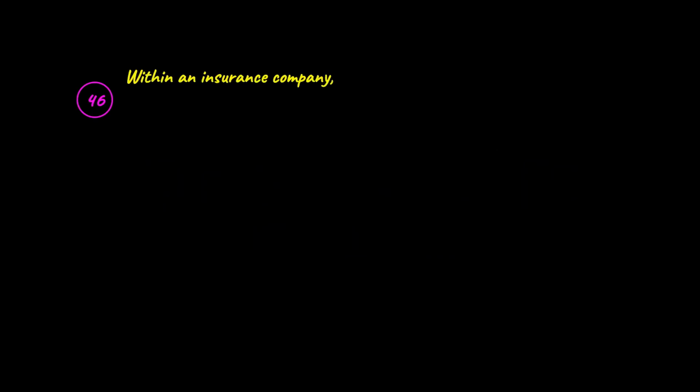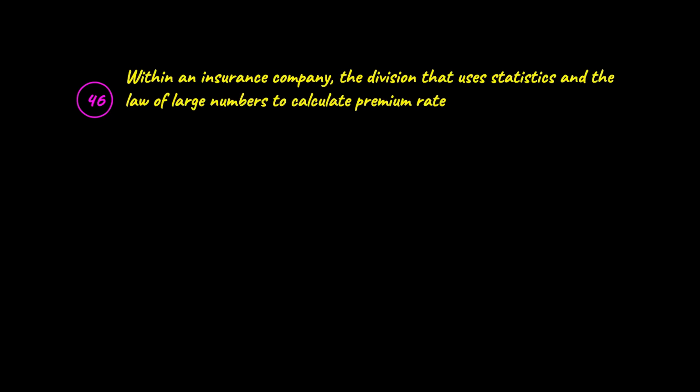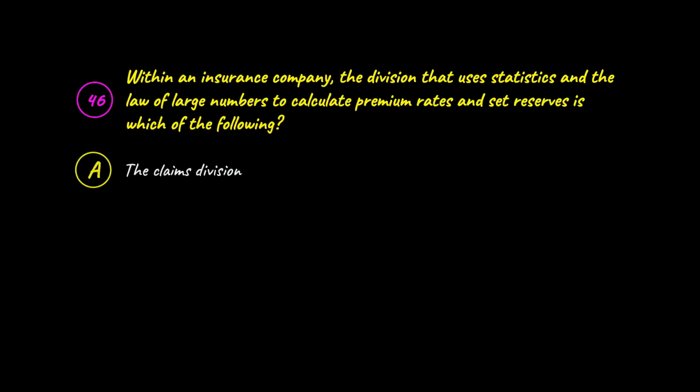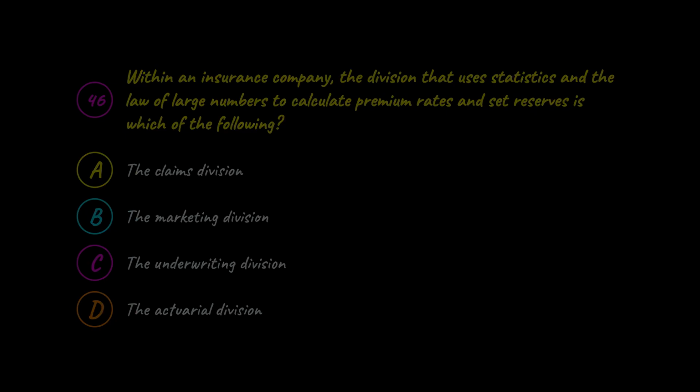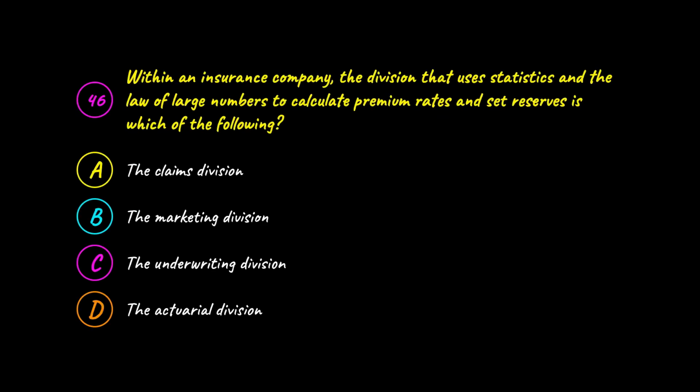Question 46. Within an insurance company, the division that uses statistics and the law of large numbers to calculate premium rates and set reserves is which of the following? Your options are A. The claims division, B. The marketing division, C. The underwriting division, D. The actuarial division. Which would you go with? Lock it in before the reveal.